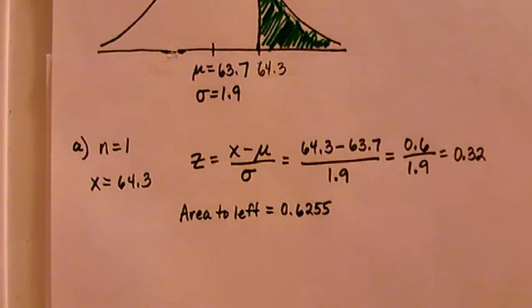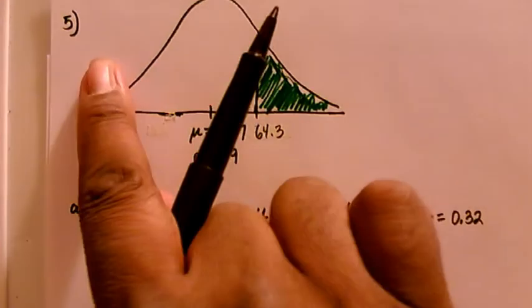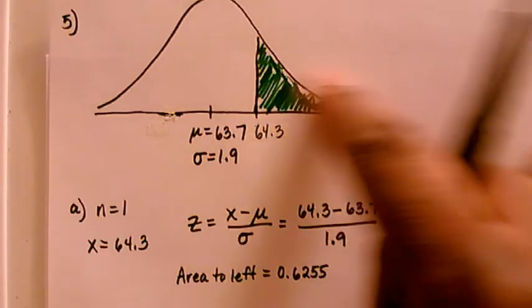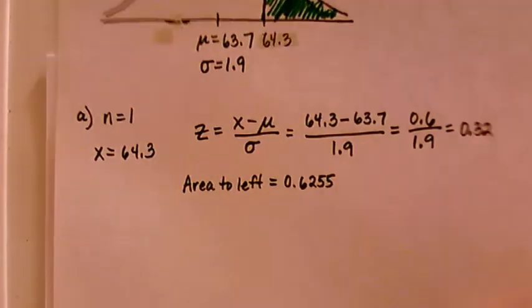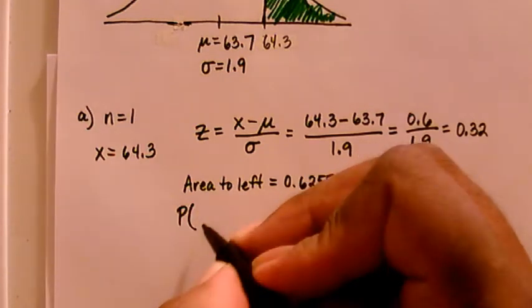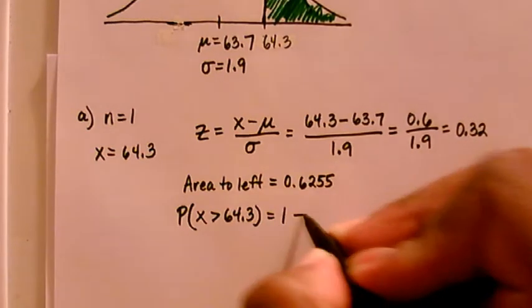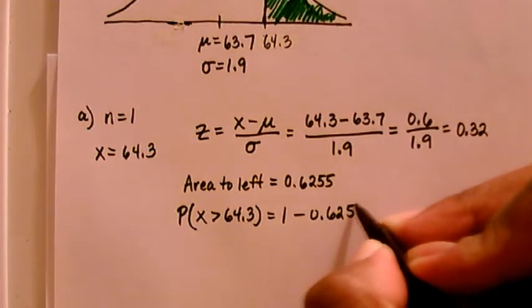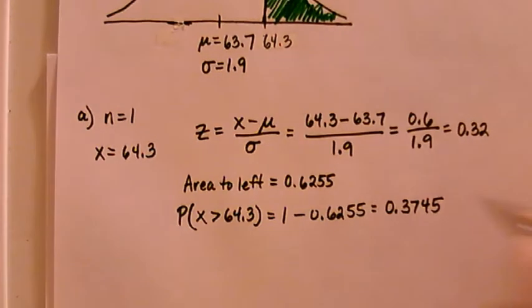Now keep in mind that 0.6255 represents the area to the left, which I don't want. I want this shaded area to the right. That says greater than; the shaded area to the right is what I'm looking for. So in this case, I need to do 1 minus 0.6255 to get the probability that x is greater than 64.3. So it'll be 1 minus 0.6255, and that should give me 0.3745.